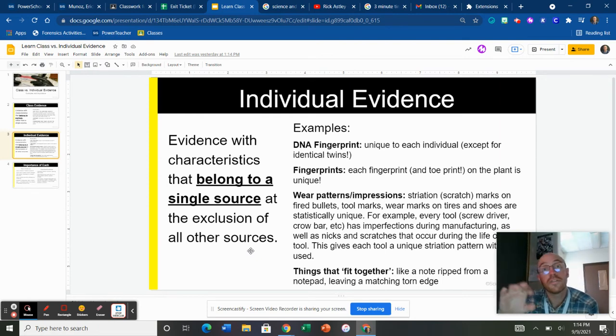So if your fingerprints are found at the scene of a crime, that really does connect you directly back to that location. And also we talked about how your toes have a print as well. So if you're barefoot, that can get you as well.